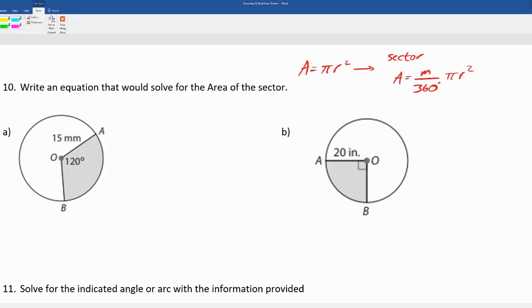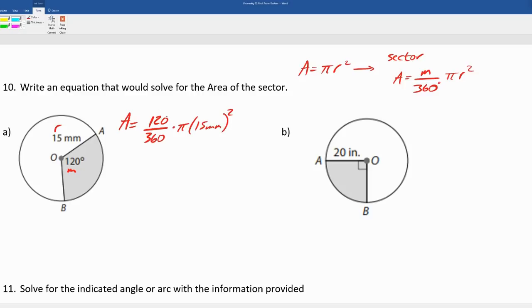So notice how there's a slight variation of the area formula from back in 8th grade. So first things first, what's my measure for part A? Oh, 120. What's my radius? 15 millimeters. So to find our sector area, we really just have 120 degrees out of our entire circle times our pi r squared. R is 15 millimeters, right? But don't forget we square it like the formula says.